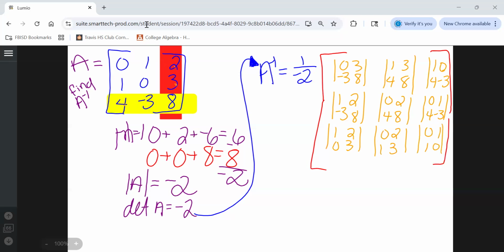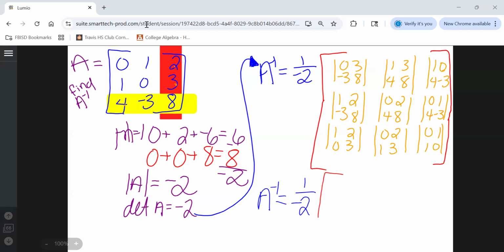Okay, now that I have a really big matrix, what I need to do is find the determinant of all of those pieces. So we're going to have the inverse of A equals, we still have that 1 over -2. I'm going to keep that. I can't get rid of it. And then I'm going to work piece by piece to see what I'm missing.